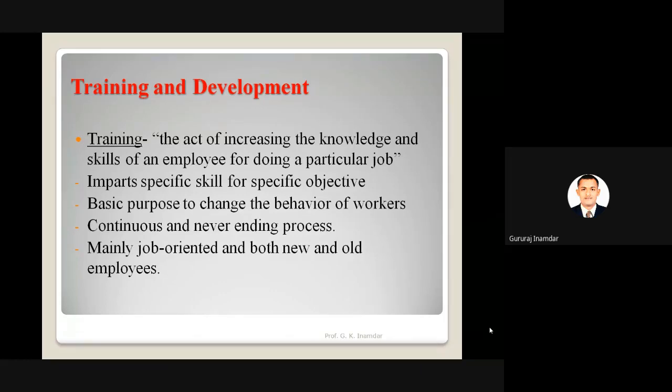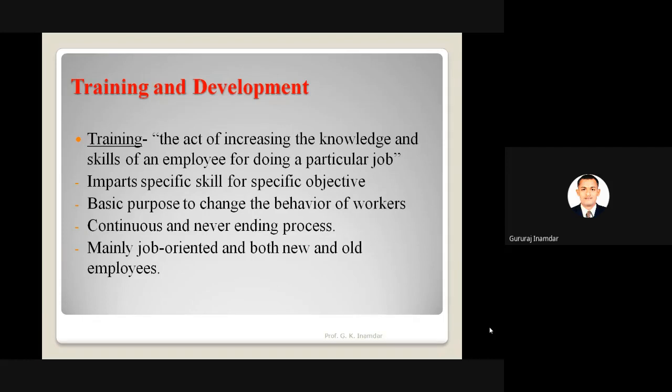According to job orientation, according to the job structure, according to the market expectation, according to the requirement, definitely that will be a flexible structure, job oriented. So there is no ending, always. Now the next part is both new and old employees. This is very important.